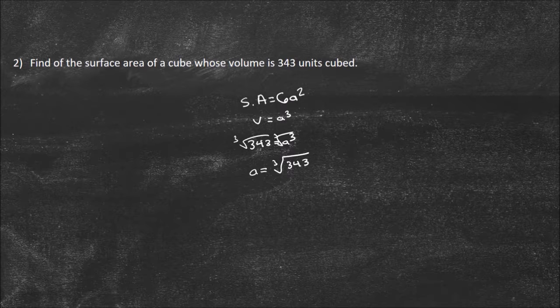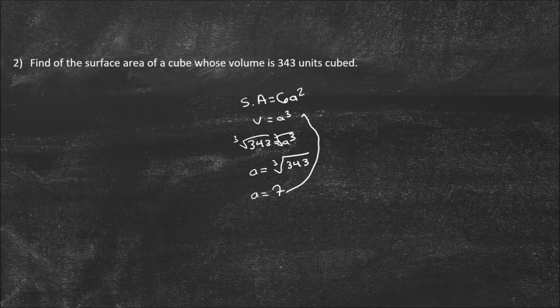And that's way too low. Let's try a number like 6. 6 times 6 is 36, times 6 is 216, which is still too low, but we're getting close. So let's try 7. 7 times 7 is 49, times 7 will actually give us 343. So that's how we know that that is the cube root. So a equals 7. And that's not actually the question, that's just what we need to figure out the question.